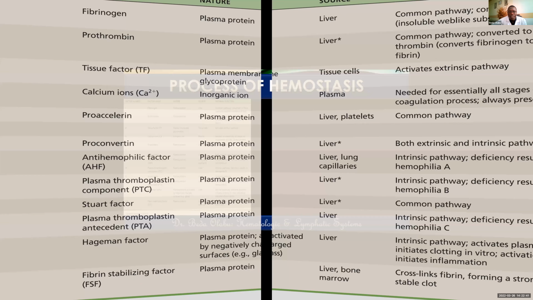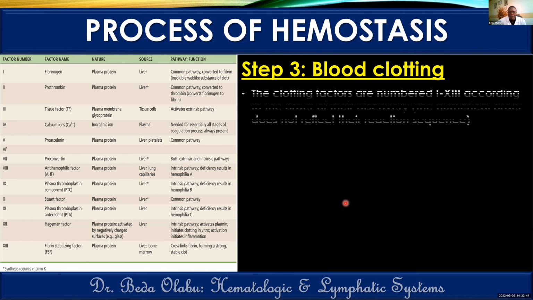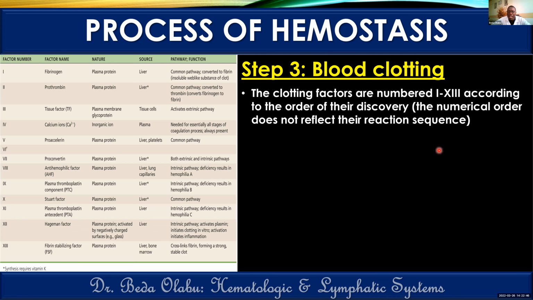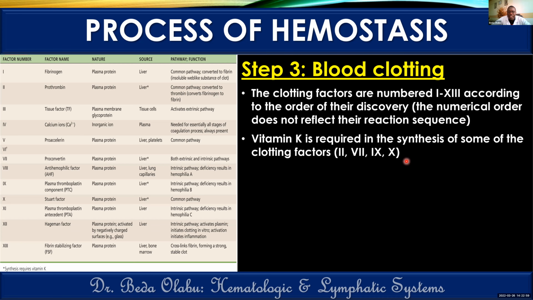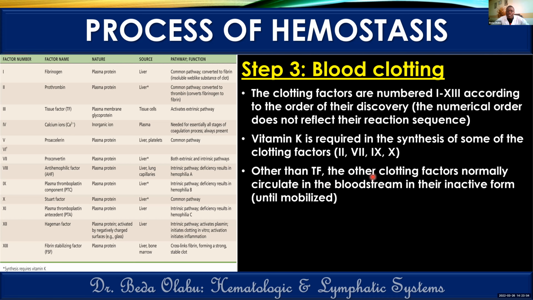Right. So let's see that in a different way. I've told you they're numbered in order from 1 to 13 based on the sequence of their discovery rather than the sequence of reaction. Vitamin K is required for factor 2, 7, 9, and 10. There are other factors that tend to circulate just in the bloodstream, apart from the tissue factor, which is derived from the tissues that have been damaged.